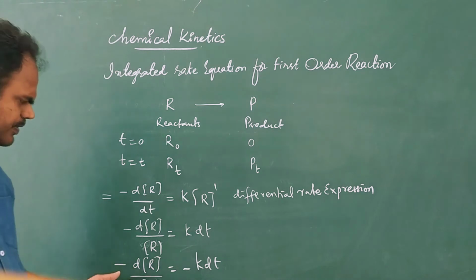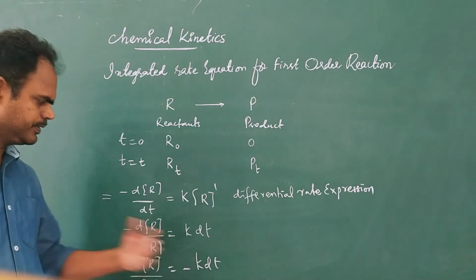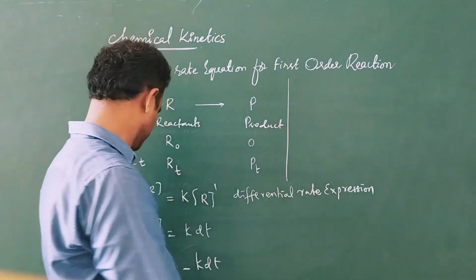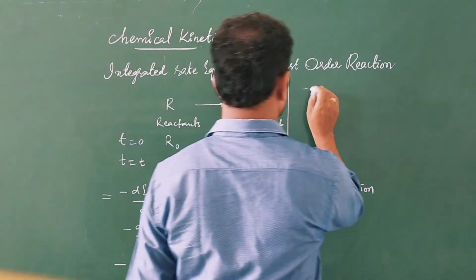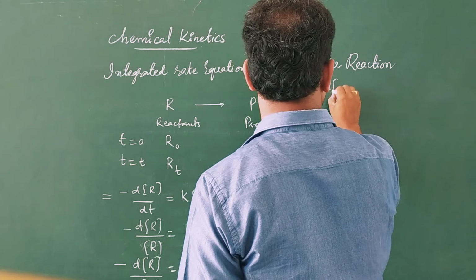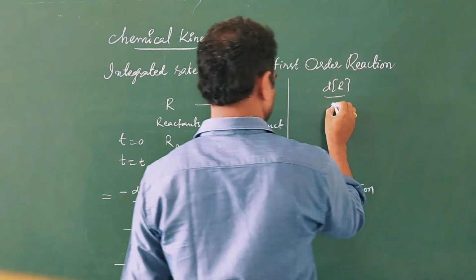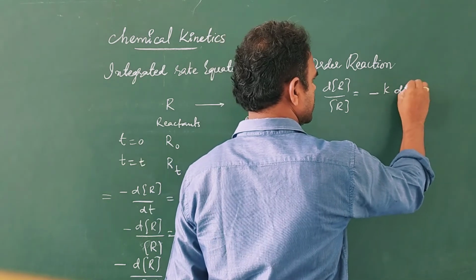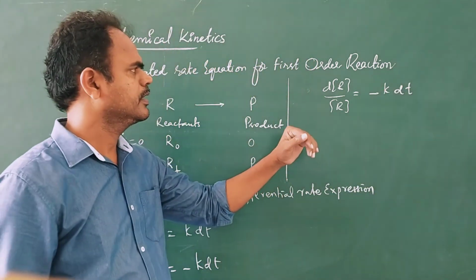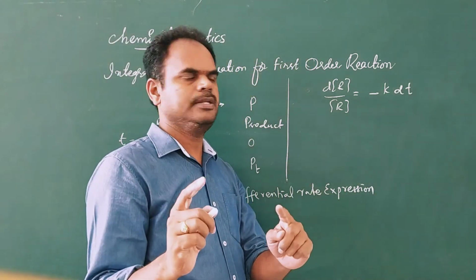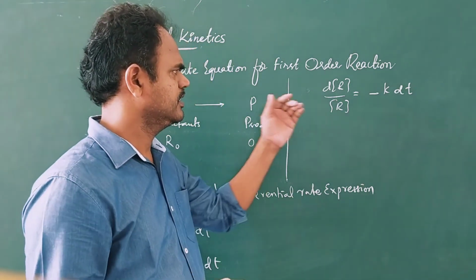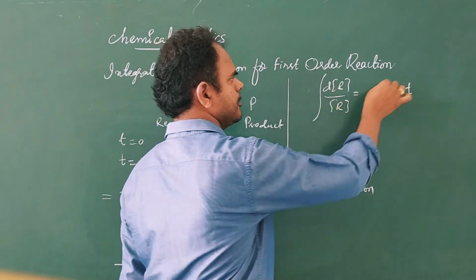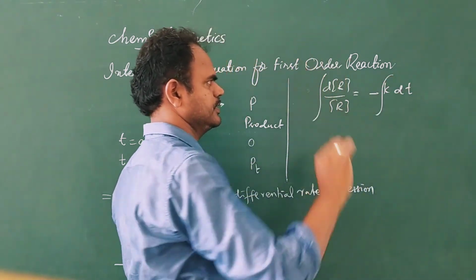So this is the differential rate equation with respect to time. So I am getting this one now. Minus dR upon R equal to minus K dt. At this step, if you apply integration, the equation is integrated.